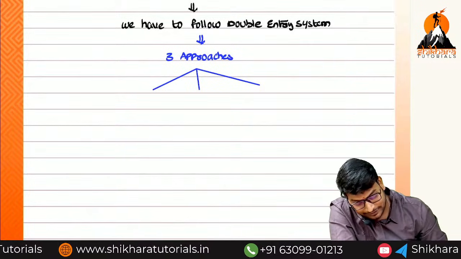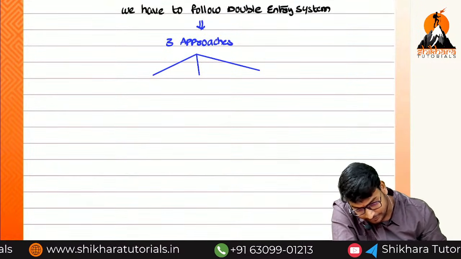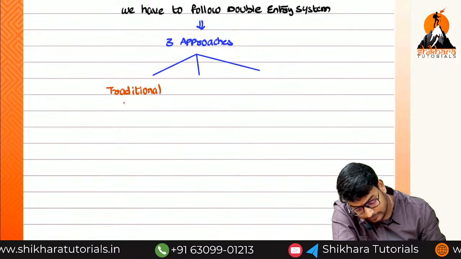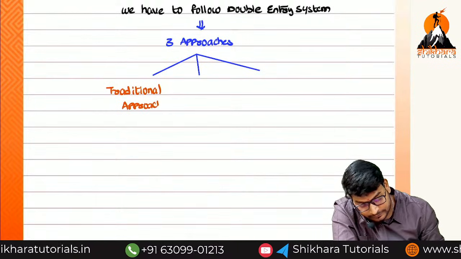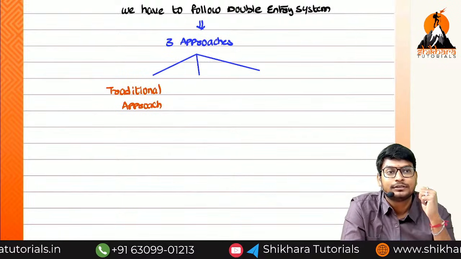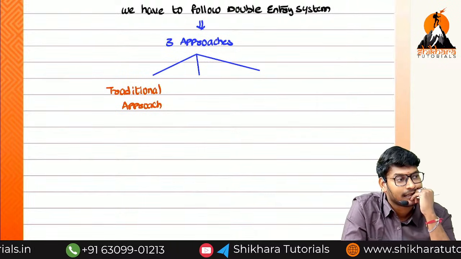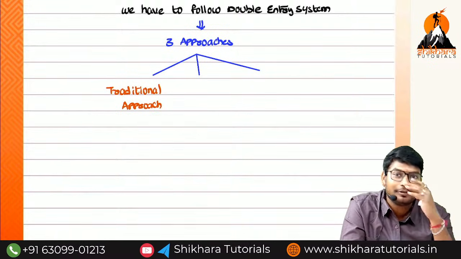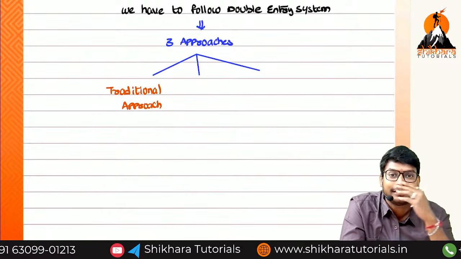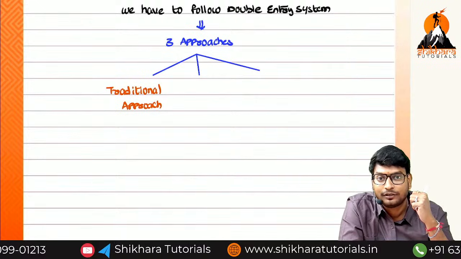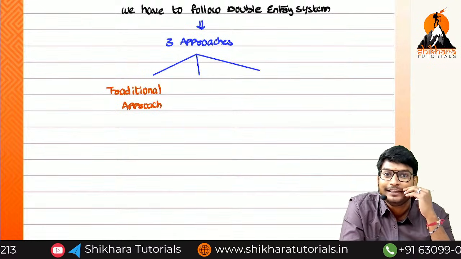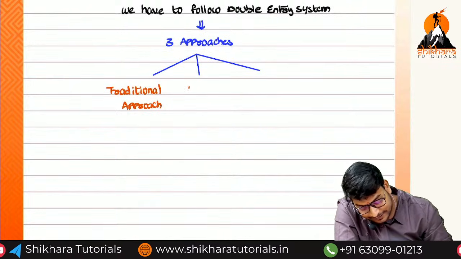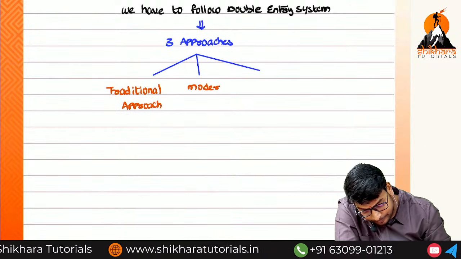Okay, so the first approach is called the traditional approach. What is the meaning of traditional? We have to follow the principles, rules and regulations told by our grandparents, traditional values. While going to the temple, we have to be traditional. That is called the traditional approach. And the next one is the modern approach.